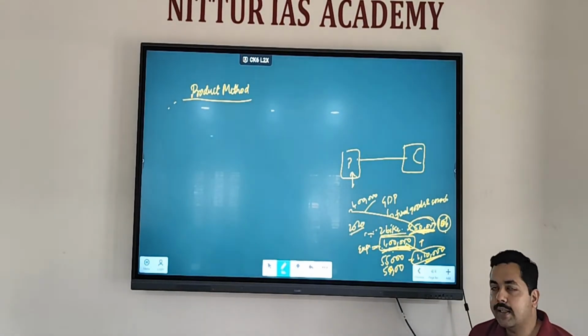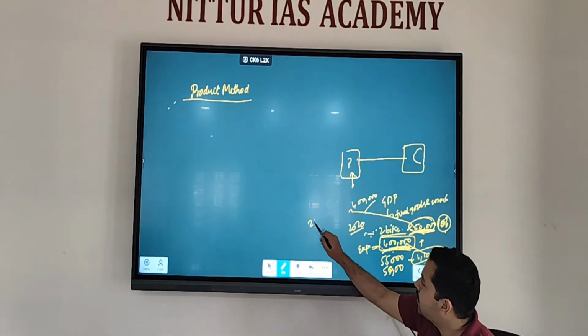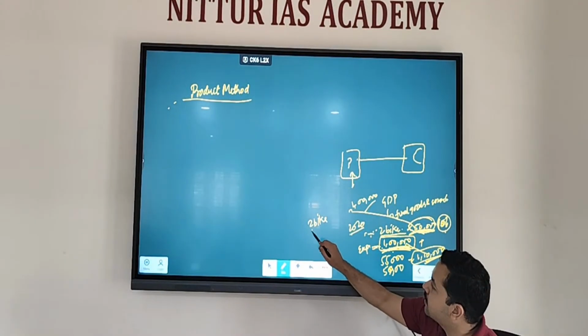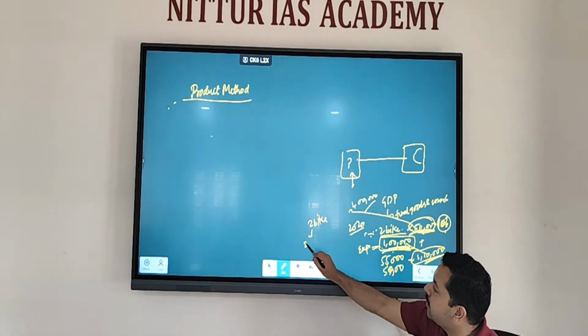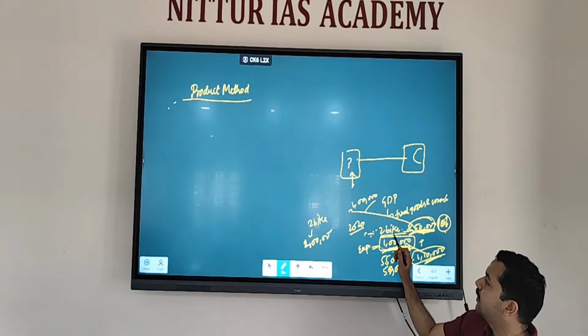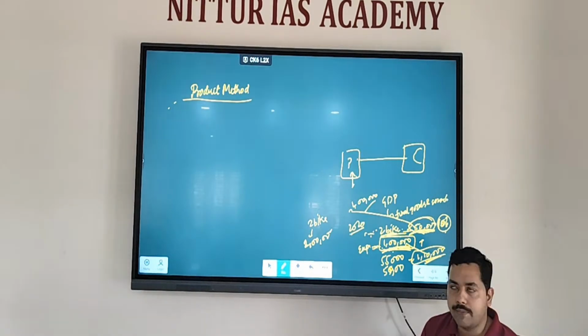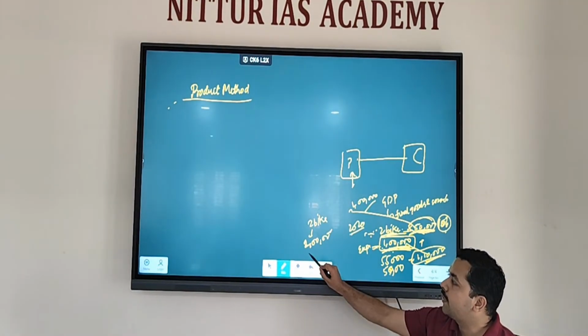Fine. The second thing you have to keep in mind is what? Let's say the price of two bikes. We discussed that in 2020 our GDP comes to 1 lakh, because the price was 50,000 each. And we are buying two bikes, so how much are we spending? 1 lakh we are spending. Clear?